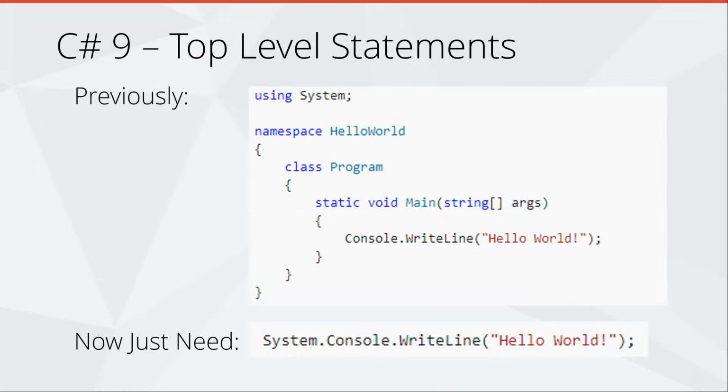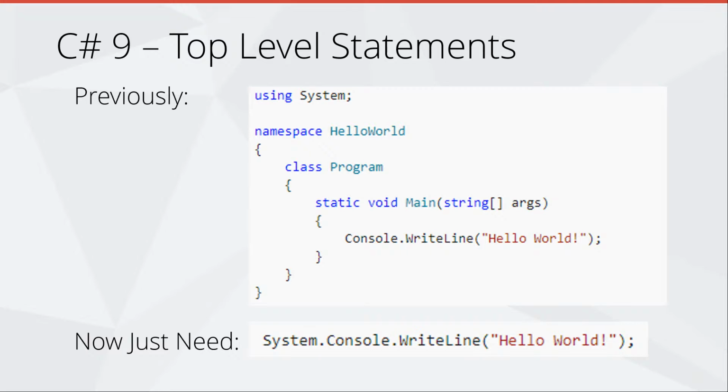Next new feature is top-level statements. So this really attacks a very common bit of ceremony when we're creating a new application. On the top half of the screen, you can see the smallest possible .NET application. It's got a using statement for System. It's got a HelloWorld namespace, a Program. It's got a static void Main with the args declared. And finally, after all that, you can write a bit of logic, which is Console.WriteLine.